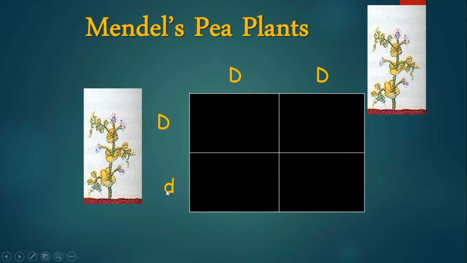If we drop the top and slide the side, we find that in our first box we should get big D, big D.